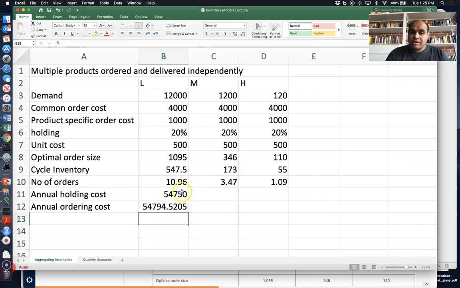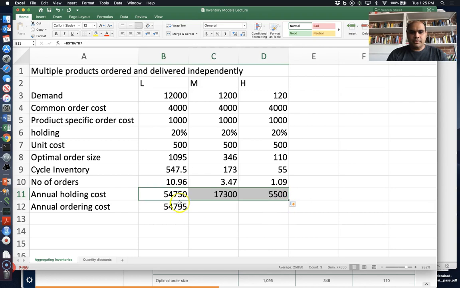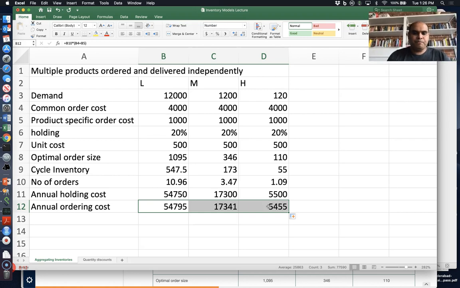You'll notice that these numbers, in fact, have to be the same, but because we did some rounding, they're not exactly the same. If everything is correct, these numbers actually have to be exactly the same. But they're close enough to work with. And there you go. So again, very close to each other. If we didn't round and used the actual numbers, these numbers would be exactly equal to each other. That's right. So that's the annual ordering cost, and that's how you do it.